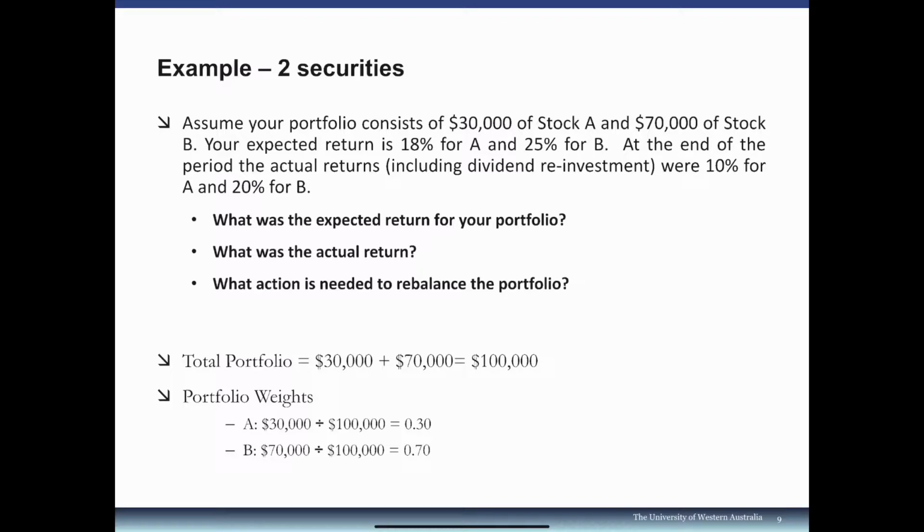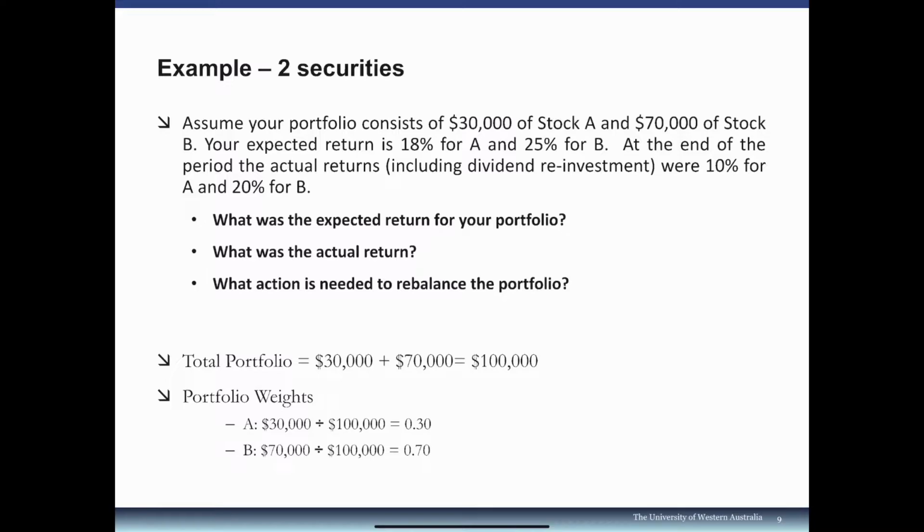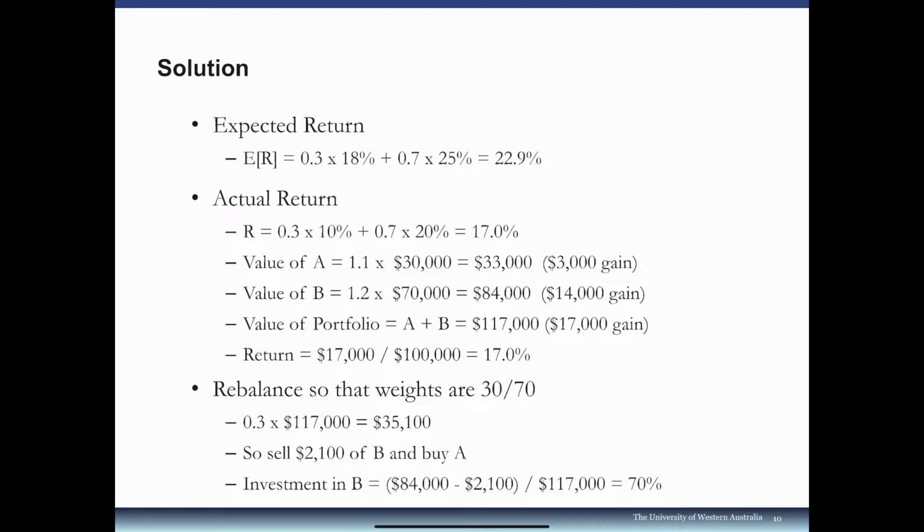To calculate expected return, we just need to use the formula. The expected return for your portfolio equals the weight times the expected return for A, which is 18%, plus 0.7 times the expected return for B, 25%. That's what you have here, given the information. So the expected portfolio return will be 22.9%.